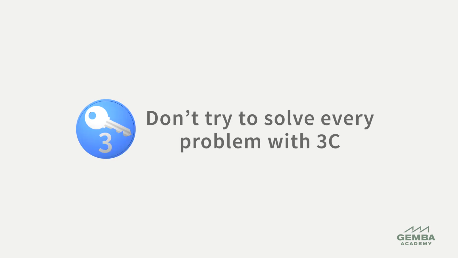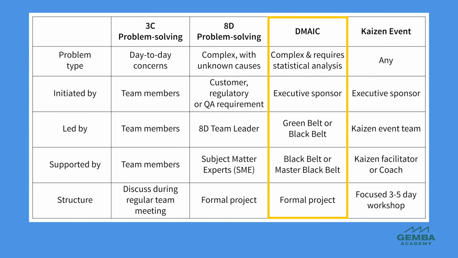The third key is that we shouldn't fall into the trap of trying to solve every problem with the 3C approach. Although 3C problem solving is quick, simple, and flexible, it's not an adequate approach for some types of problems. For example, the Six Sigma DMAIC approach is more appropriate for addressing large problems with complex root causes that require sophisticated statistical analysis by a project team.